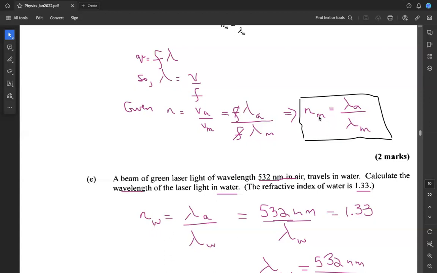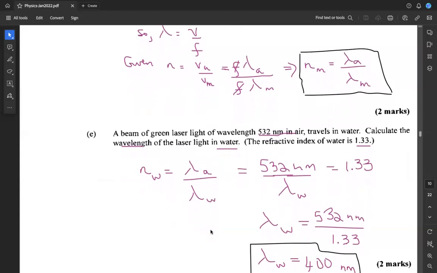And that's what we just derived the formula for: the refractive index in a particular medium when coming from air. So we can say that the refractive index of water, we know what that is. They gave us that. So that's 1.33. So 1.33 will be equal to the wavelength of that light in air, which they told us was 532, divided by the wavelength of that light in water, but this is what we're trying to find, right? So let's see all that we know.